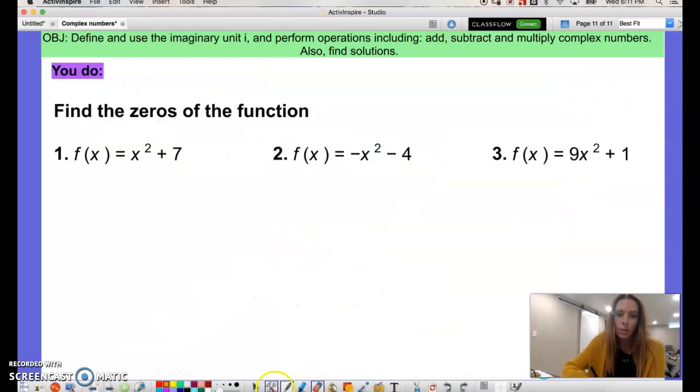All right, I'm going to walk you through these ones because we have some time to do that. If you don't need me to walk you through them, then pause me and look at my answers at the end, okay? So it's saying find the zeros.